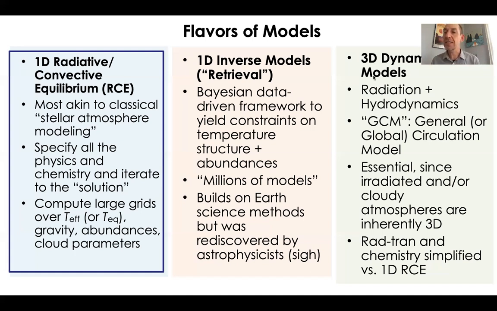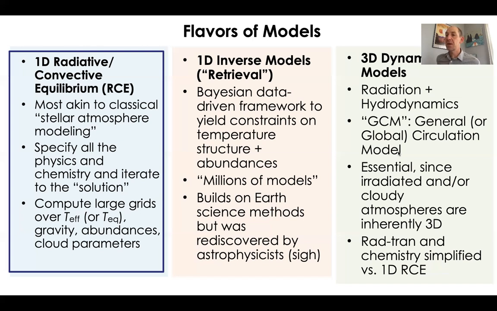On the far right, the 3D dynamical model is more similar to the 1-dimensional model on the far left. But here, you're not just trying to converge to a 1-dimensional average for your atmosphere, you're doing a full 3-dimensional calculation. So you use radiative transport just like you do on the far left, but you also involve hydrodynamics. And this usually is termed a GCM, a general circulation model or global circulation model. And these 3-dimensional models are of course essential. We know hot Jupiters have a hot day side and a cool night side. There's advection to the night side. So a 3-dimensional framework really is essential to get a true understanding of these atmospheres.